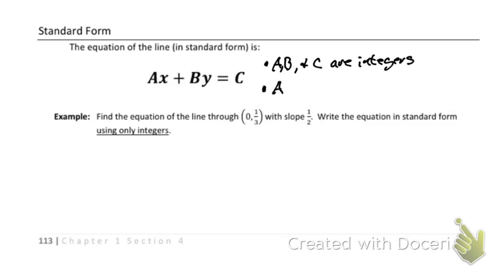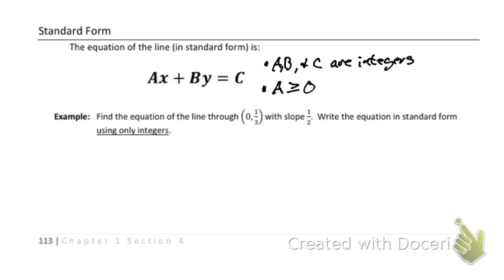And a is almost always positive. So unless it says otherwise, you're going to assume a needs to be positive to be in standard form. So standard form, all integers, a needs to be positive.